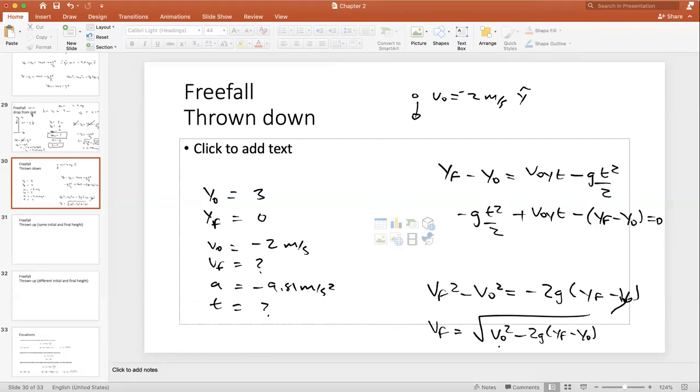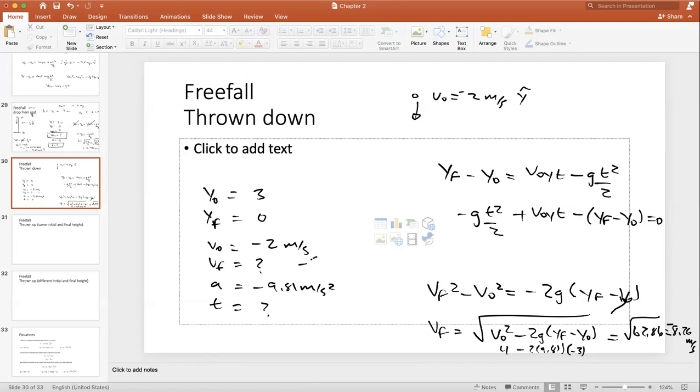V initial squared is negative 2 squared, so this is 4 minus 2 times 9.81 times (y final is 0, so this is minus 3). This becomes minus 6 times 9.81 times a minus. So 6 times 9.81 is 58.86. So this becomes the square root of 62.86. If I take that square root, I get 8.26 meters per second. And it's negative because it's falling. And so now I have v final.